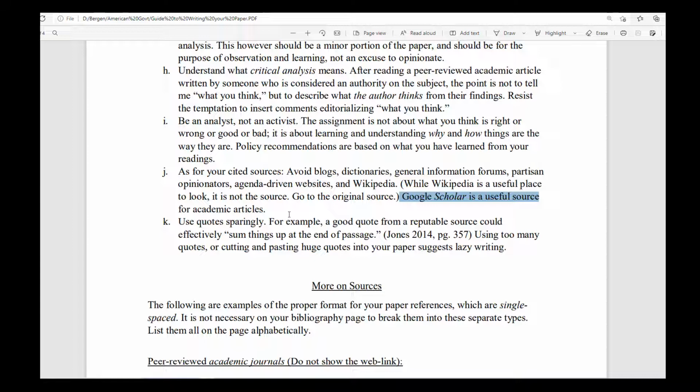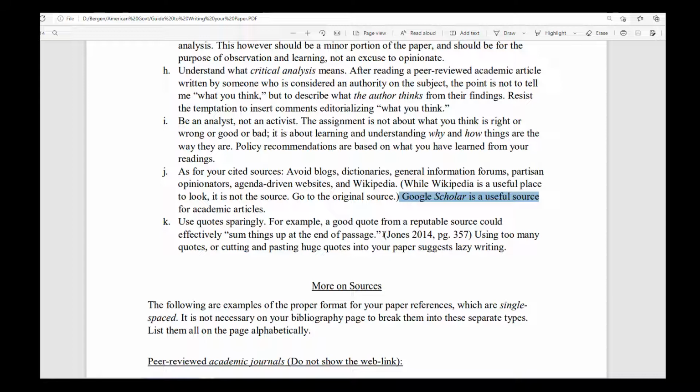Now, as far as quotes go, we already talked about this. You don't want to just paper your work with a lot of big, huge quotes. That's actually lazy writing when you take a big, huge quote and chunk that down on your paper and you fill up half a page and go, oh, great, half a page gone. Nope, that's not going to be good writing. You want to use the quotes sparingly. Find a quote that kind of sums things up at the end of a passage.